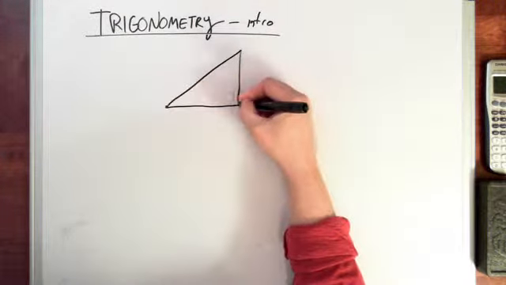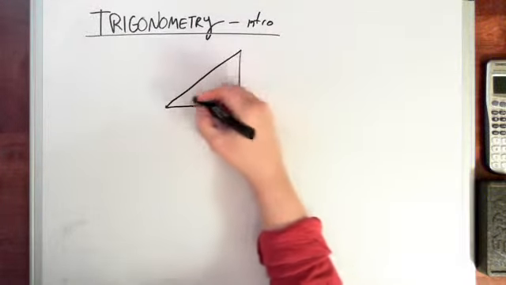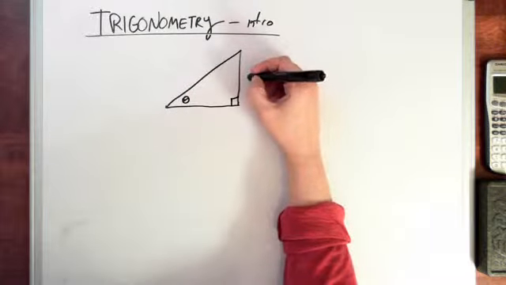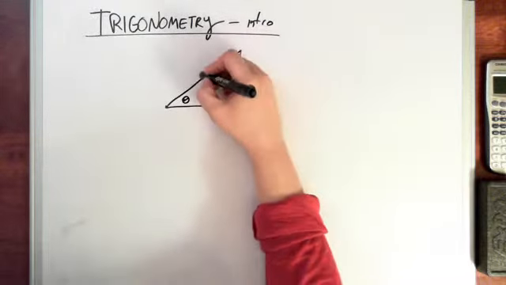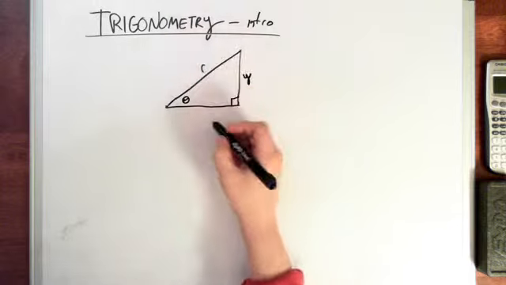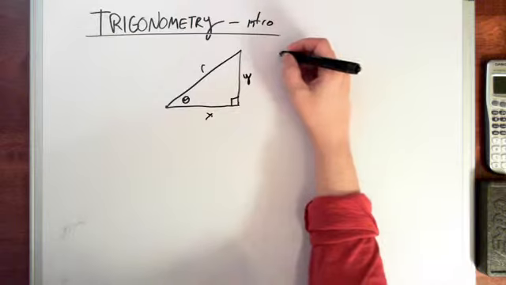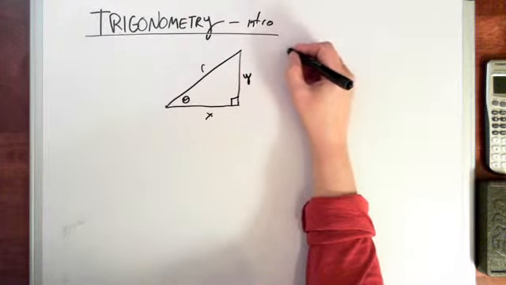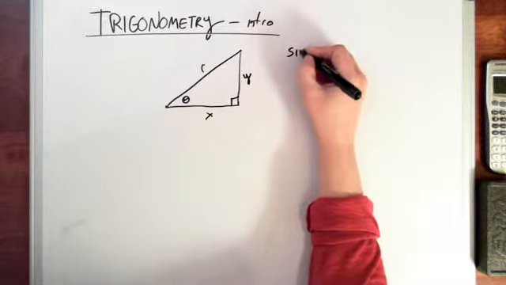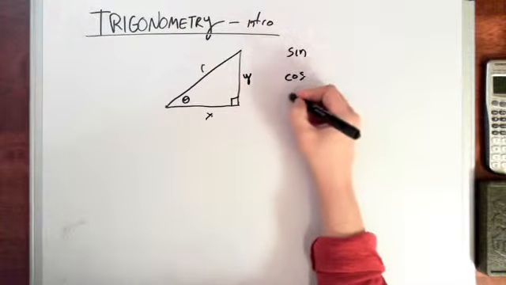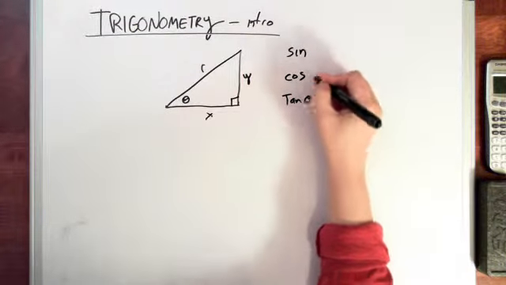So drawing that out, we have 90 degrees. We'll call that theta. Let this be y, r, and x. So, the basic trig functions. There's a mnemonic that I like to use, and let's write them out. So for the basic trig functions, we have sine, cosine, and tangent.